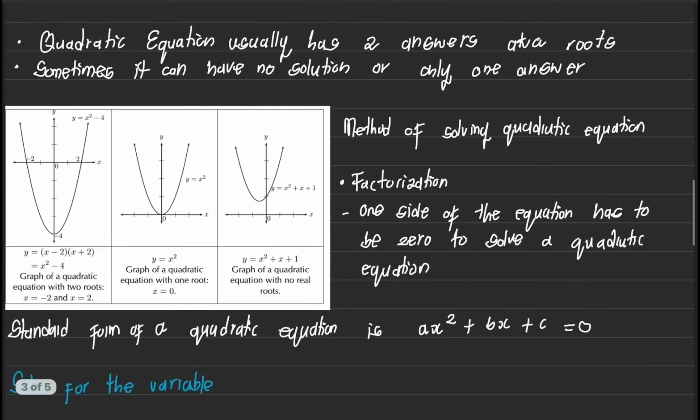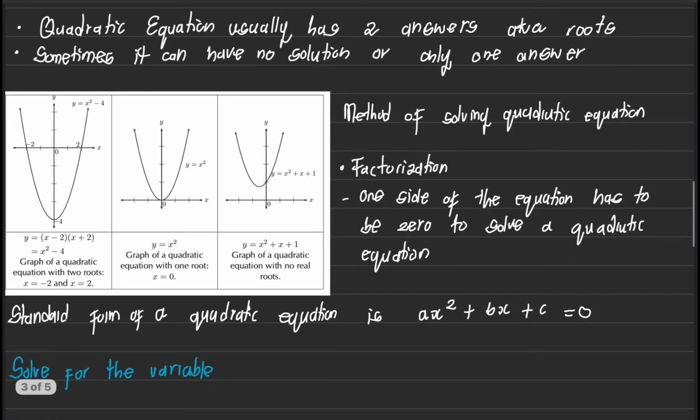A quadratic equation usually has two answers. So you will get two x values or two roots, as we have already mentioned that roots can also be those x values that you find after solving an equation. So you can call them answers or roots. Sometimes it can have no solution, or it can only have one answer.